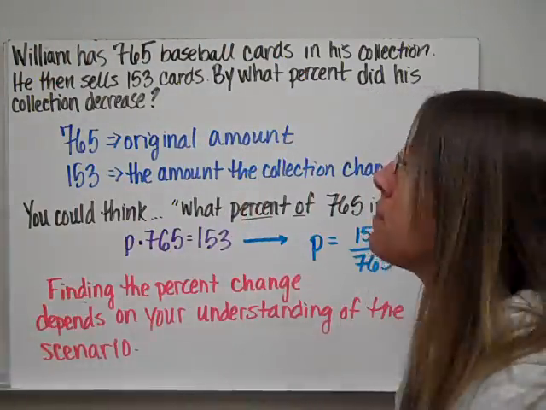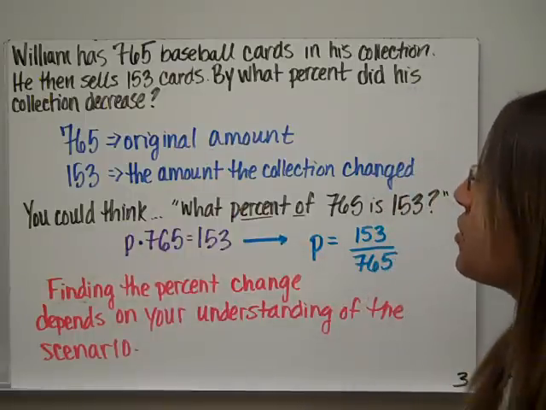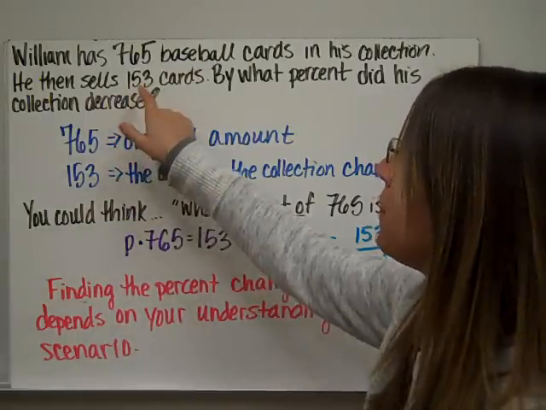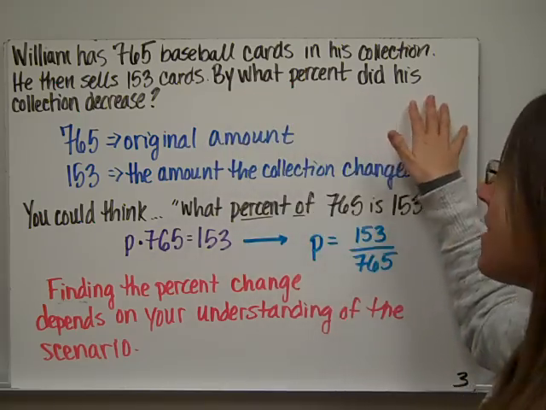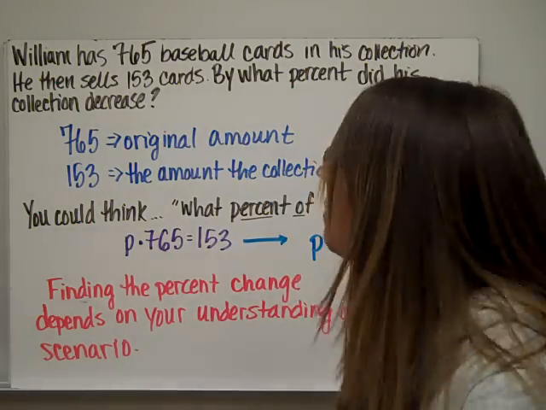Here's another example. William has 765 baseball cards in his collection. He then sells 153 cards. By what percent did his collection decrease? So we just have to interpret the problem here.